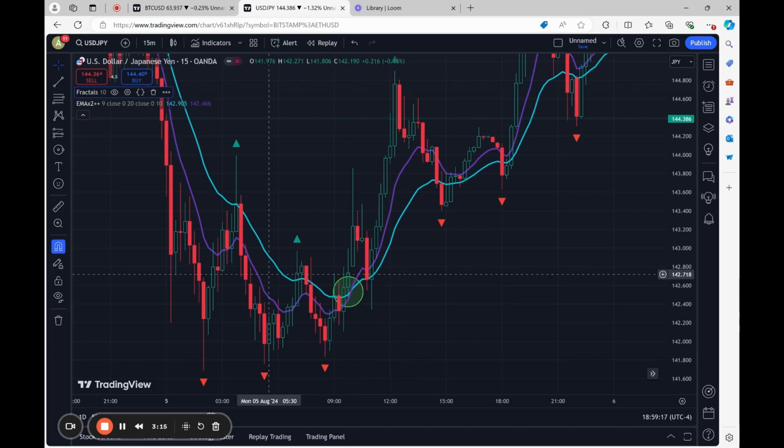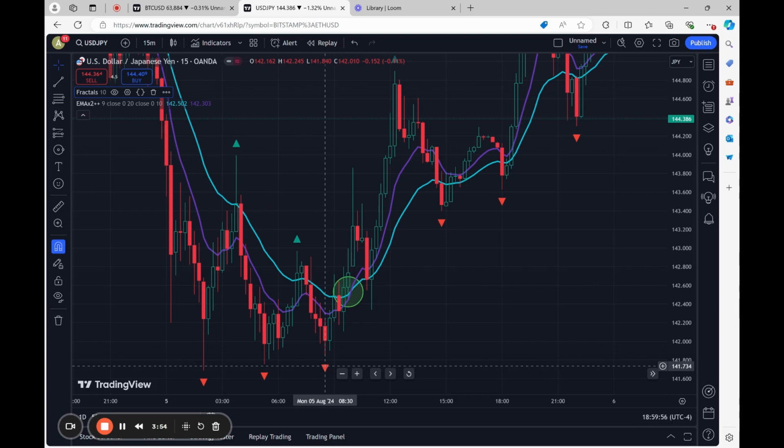And along with this, we have the 9 EMA and 20 EMA crossover strategy. The purple one is the 9-day EMA and the blue one is the 20-day EMA. So right here, we have a buy signal from the 9 EMA, 20 EMA crossover. We see the 9 EMA cross above the 20 EMA. And a little bit before that, we also have a red triangle, which indicates that the price is likely to reverse up. So we have this crossover and also a confirmation from the Williams fractals indicator that our trade is likely to be profitable.